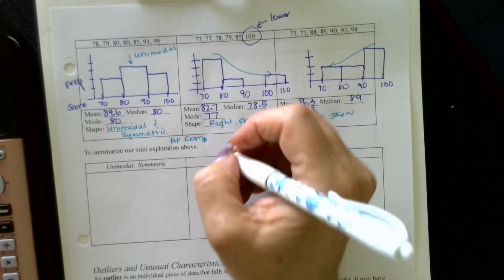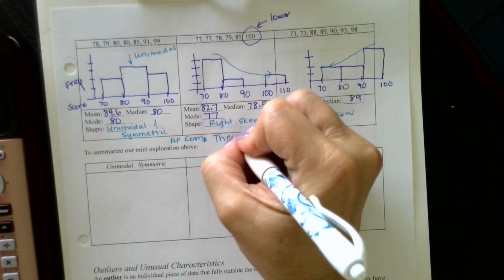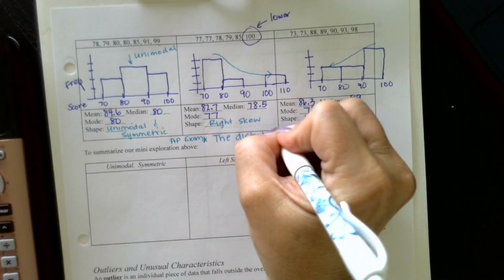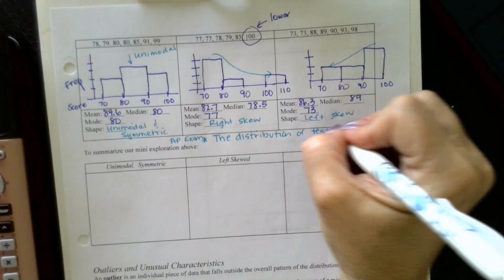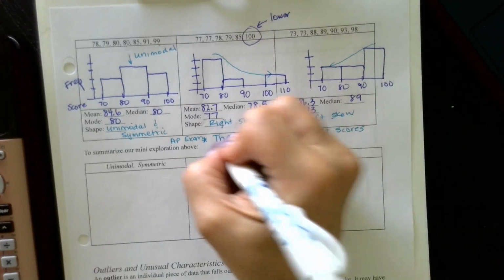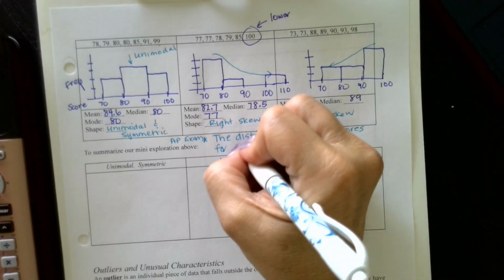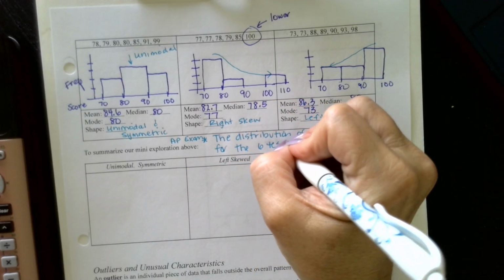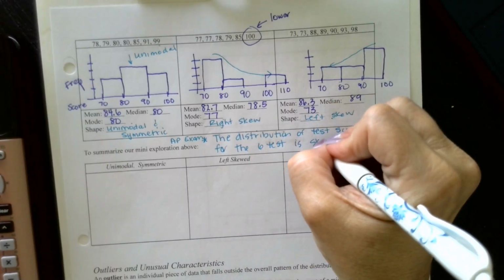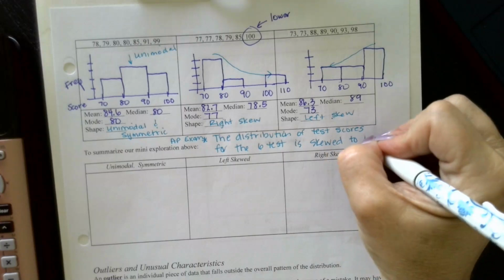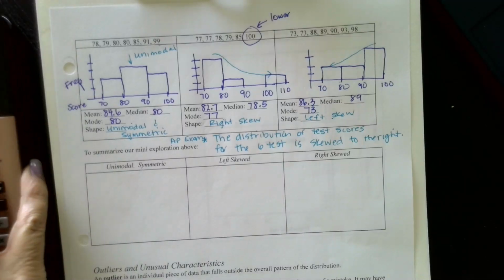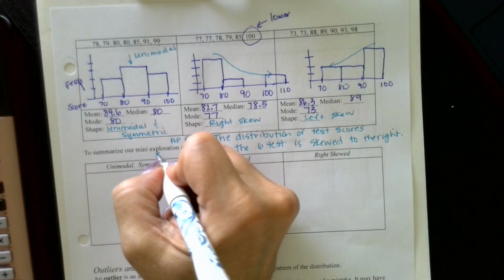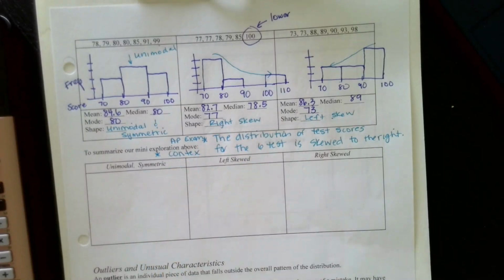But the way we have to write this is: the distribution of test scores for the 6 tests is skewed to the right, or right skewed. So what you have to have here is context. You have to say what is skewed.